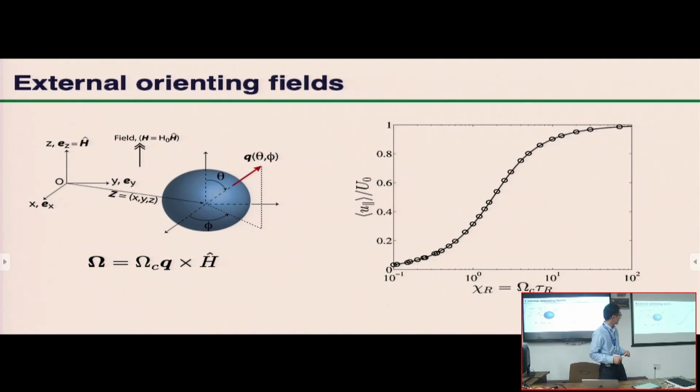In this case, I have an external field in the z direction. This field is only an orienting field, so it exerts a torque on the particles, or an angular velocity, in this form. When your swimming direction is aligned with h, you don't get any angular velocity. If your orientation deviates from h, you have a non-zero angular velocity, right? So that's an aligning field. We're trying to align.